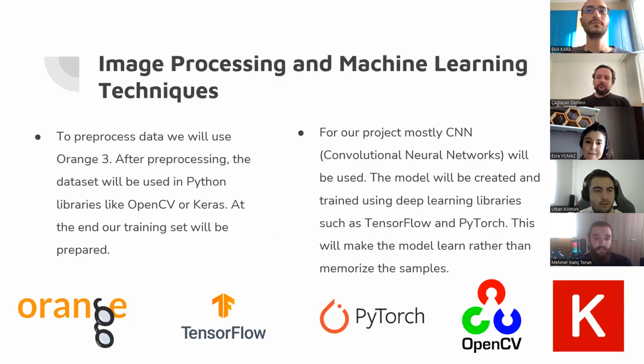Thank you, Çağlayan. For image processing, we will use Orange Tree to pre-process our data. After pre-processing is done, we will use Python libraries like OpenCV or Keras to finalize our training data. For the machine learning model, we will mostly use CNN, which is convolutional neural networks, and we will train this model with deep learning libraries such as TensorFlow and PyTorch.